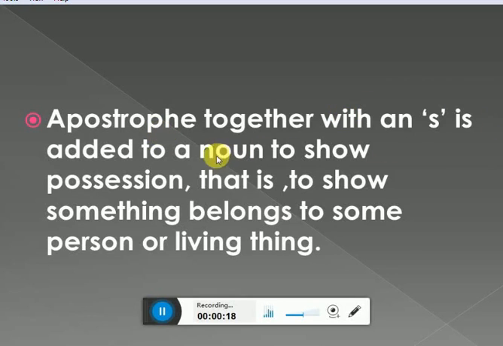An apostrophe is added to a noun to show possession. That is, to show something belongs to some person or living thing. So, we use an apostrophe.